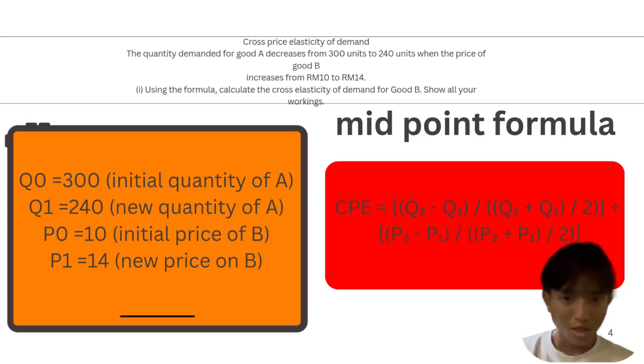Our topic is we are going to calculate the cross-price elasticity of demand, that is CPED, between good A and good B. This measures how the quantity demanded of good A changes when the price of good B changes. The data is: initial quantity of A is 300 units and the new quantity of A, Q1, is 240 units, and the initial price of B, P0, is RM10.